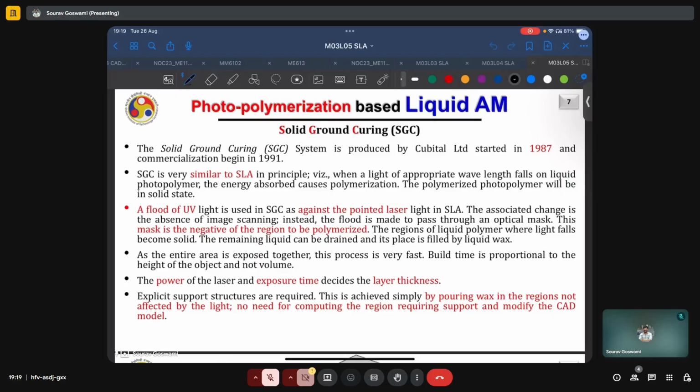and the regions of liquid polymer where the light falls become solid. As the entire area is exposed at a single time, the process is considerably fast, and the build time again is proportional to just the height of the object and not the volume, because here we are just concerned with the number of layers, not the area to be cured per layer. The power of the laser and exposure time decide the layer thickness, and explicit support structures are required, which in this case is achieved by pouring wax in the regions not affected by the light.